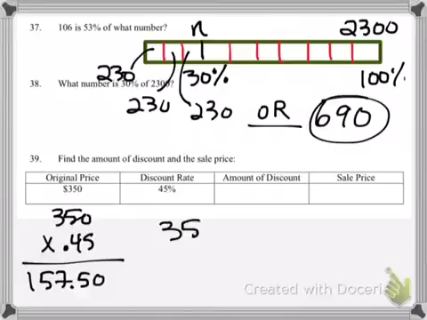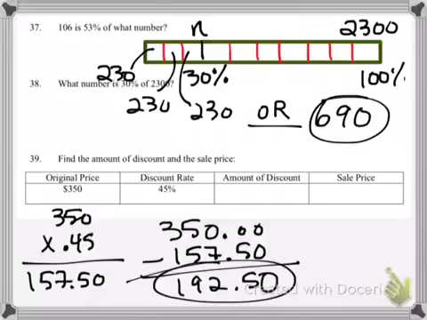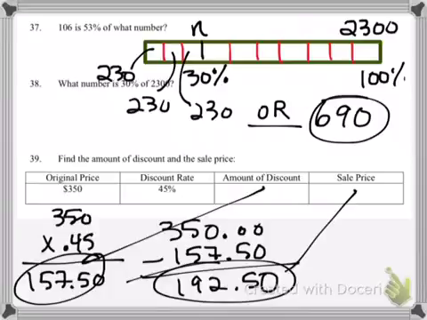That's the discount. And then to find the sales price, we're going to have to take that 157.50 and subtract it from 350, which leaves us with $192.50. So that's the sale price. The 157.50, that's the amount of discount. The 192.50, that's the sale price.